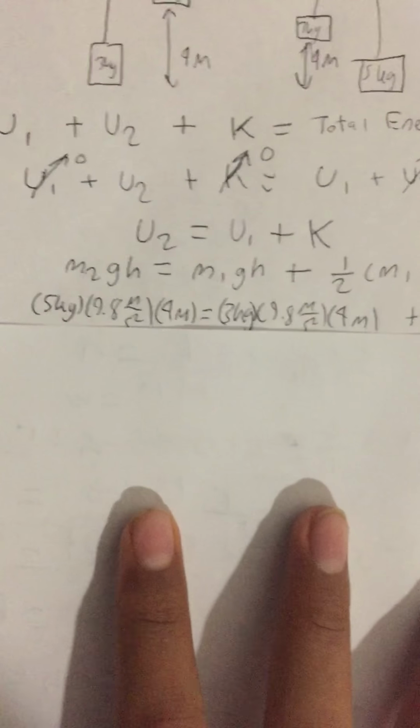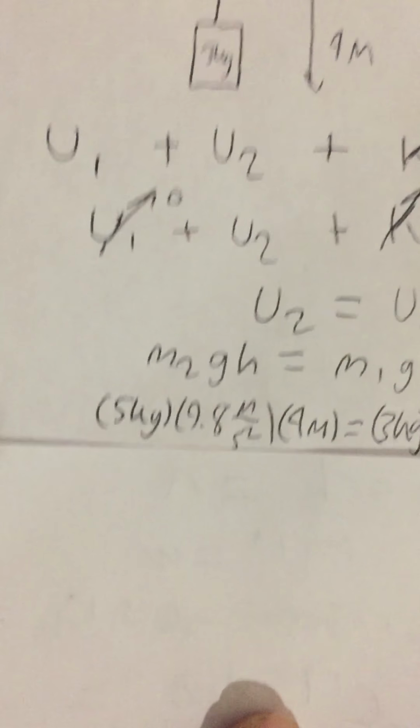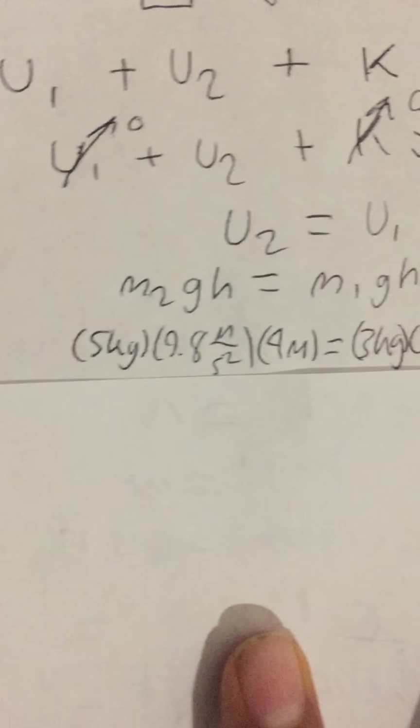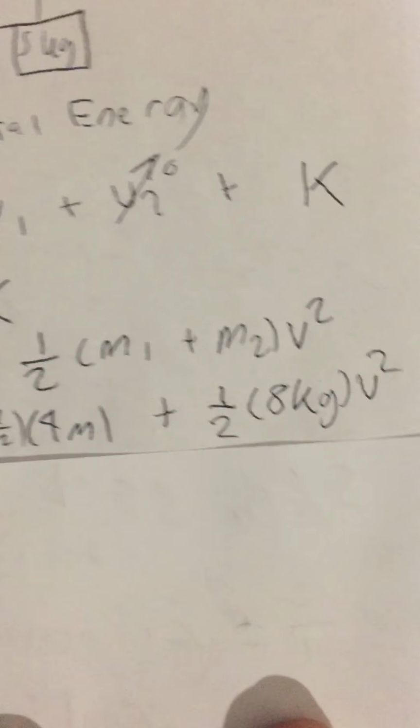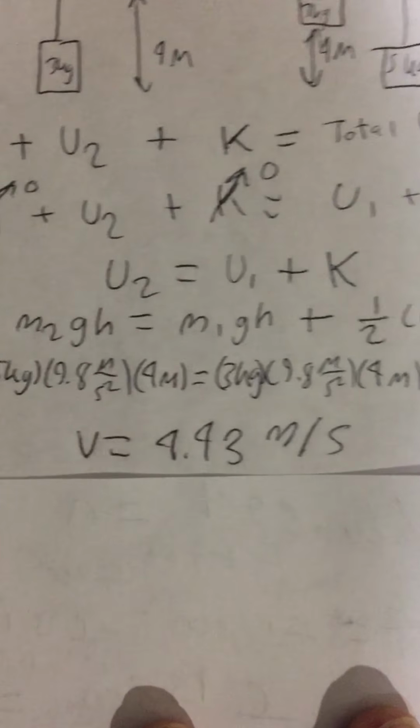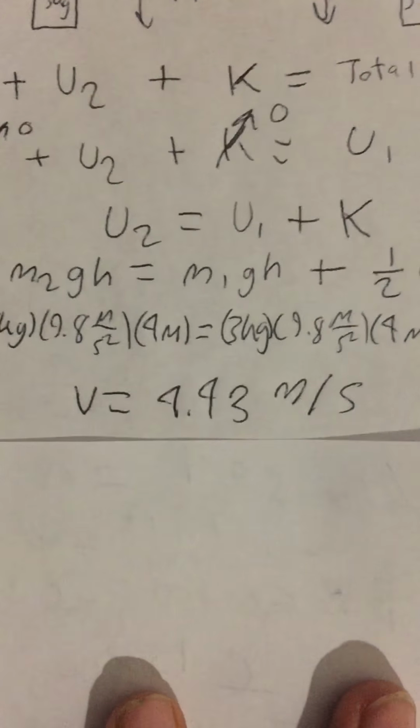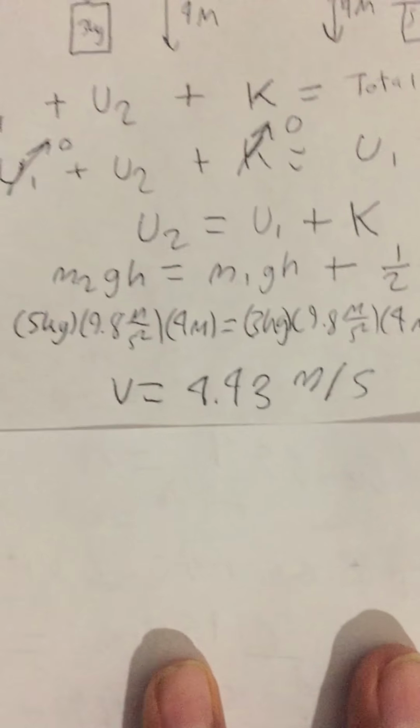Then continuing, you simply plug in everything you know. m2 is 5 kilograms, gravity, height is 4 meters, m1, 3 kilograms, all that, 1/2. You solve for v and you get v equals 4.43 meters per second.